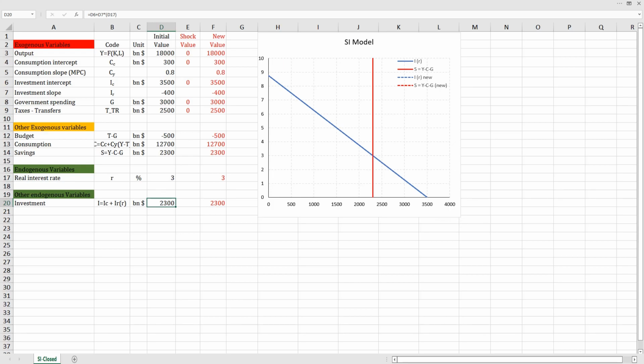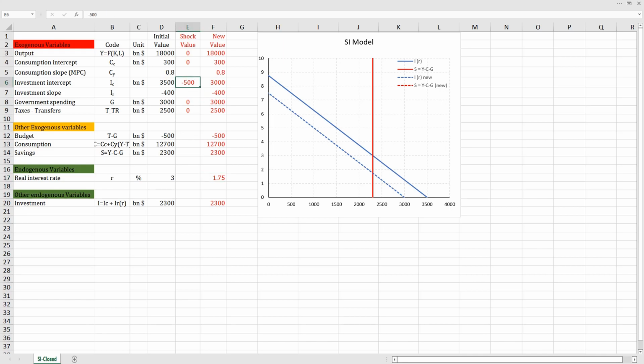Let's assume that there is a downturn in business conditions and there is a drop in investment spending by 500, or 500 billion dollars. As a result, you can clearly see that the investment function is going to shift left, causing the interest rate to go down to precisely 1.75%.